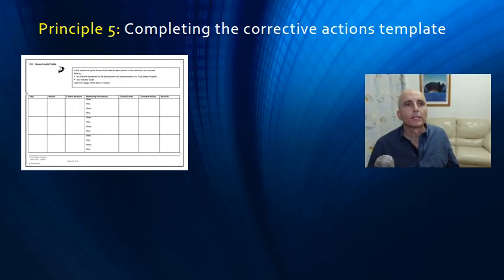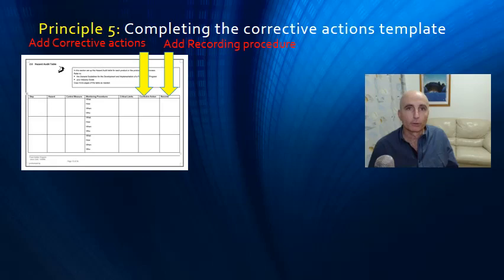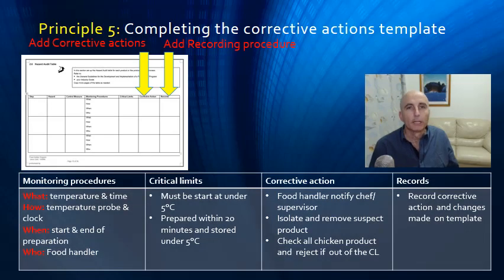Now let's bring that knowledge back to the template that you're doing right now. We're going to add the corrective actions, and then add how we're going to record that procedure. Let's look at an example. This is the one from the last mix. We're looking at preparing chicken. We've got the what, how, when, and who. The critical limits have been set: it must be stored under 5 degrees, prepared within 20 minutes, and stored under 5 degrees. Now the corrective actions if the critical limit is not kept.